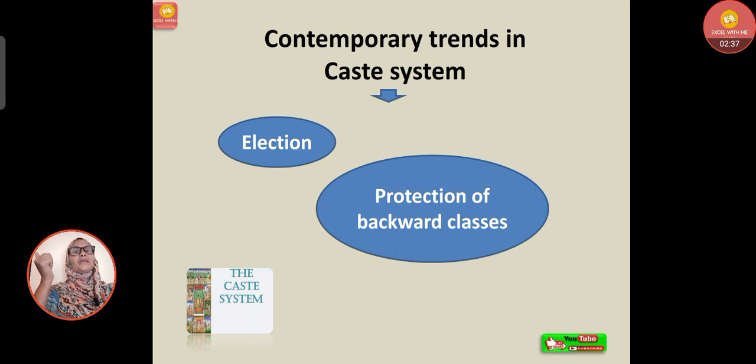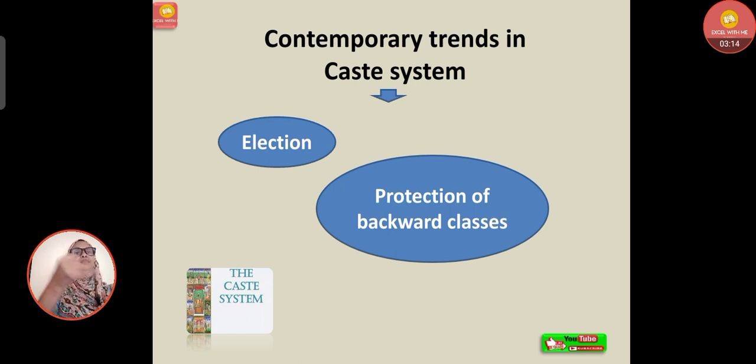Now, what are the contemporary trends in the caste system? Let's understand here. The disorganization of the caste system leads some to infer that in the future the caste system will cease to exist. Many scholars have dispelled this doubt. According to G.S. Ghurye, there is no sign of extinction of the caste system in the near future due to the following reasons. What are the reasons?